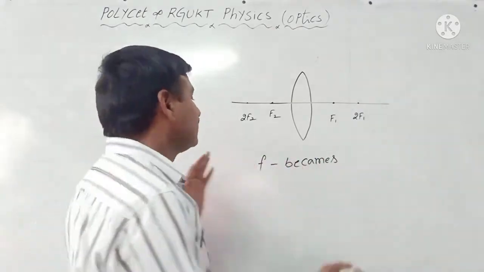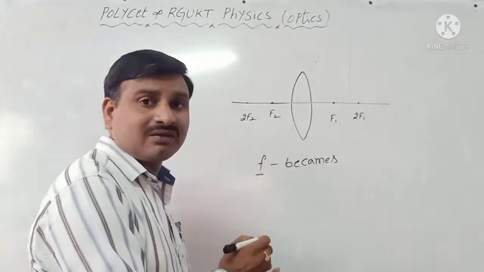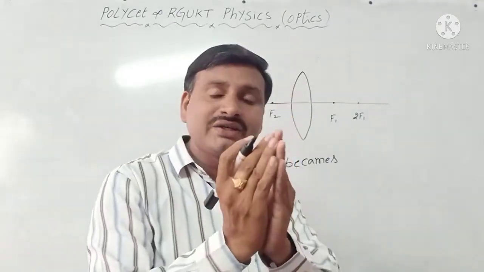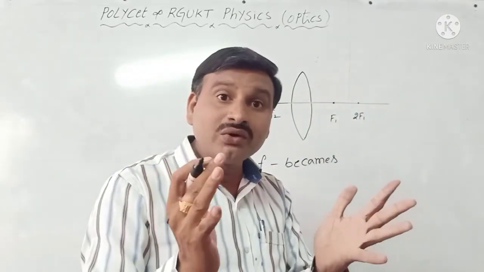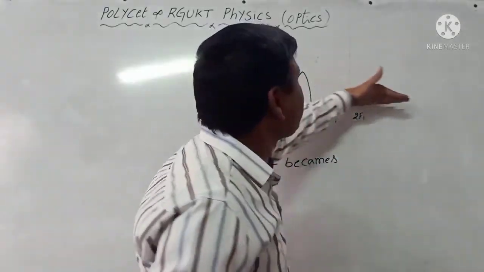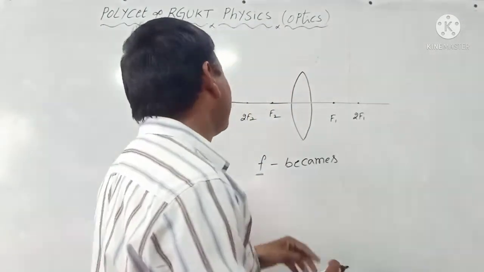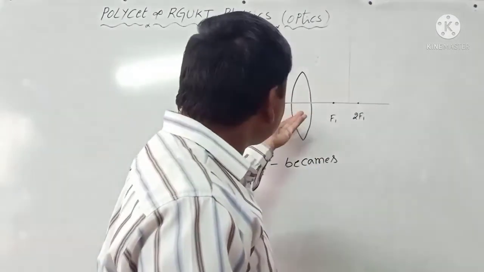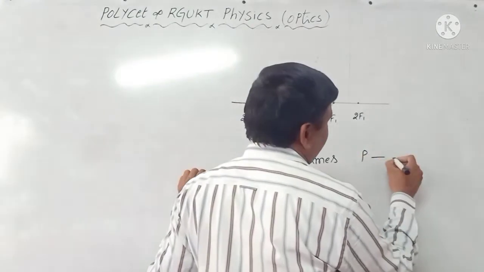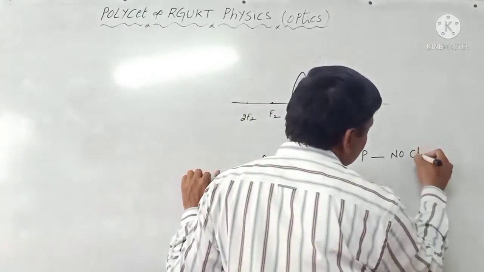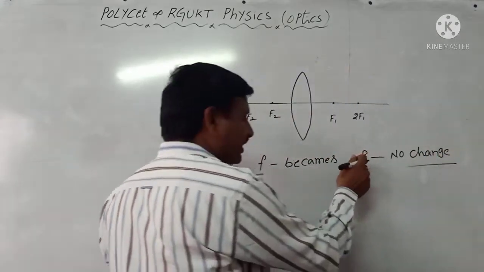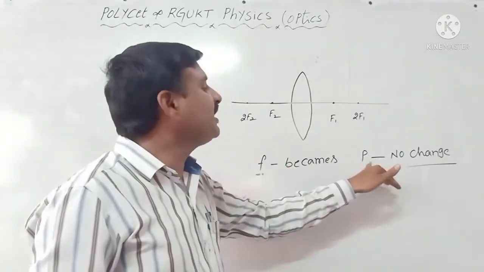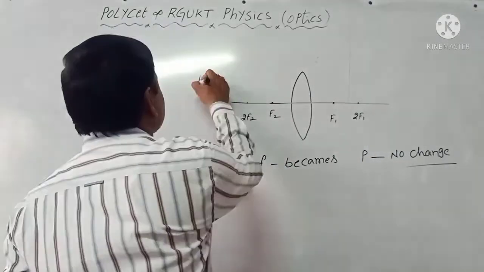no change. That means f is f, no change at all. When a convex lens of focal length f is cut into two equal halves along the principal axis, f remains the same. F remains the same means P also will not change. P is no change. Okay, you understand why? P does not change because f is stable. F will not change, so P also no change. It is the first one.